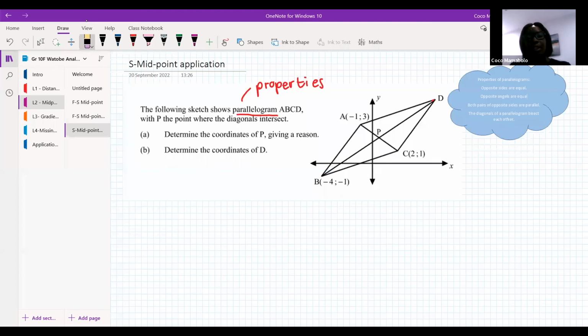Okay, so now it says to us, determine the coordinates of P, giving a reason. How are we going to calculate the coordinates of P, guys? What do you think? Is anyone brave enough to put their hand up and offer us a solution on how we can solve this one?